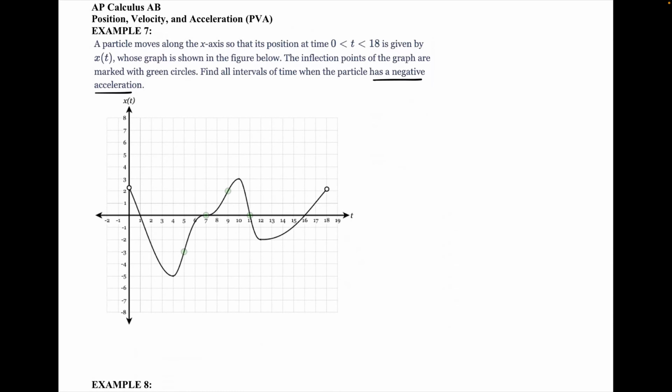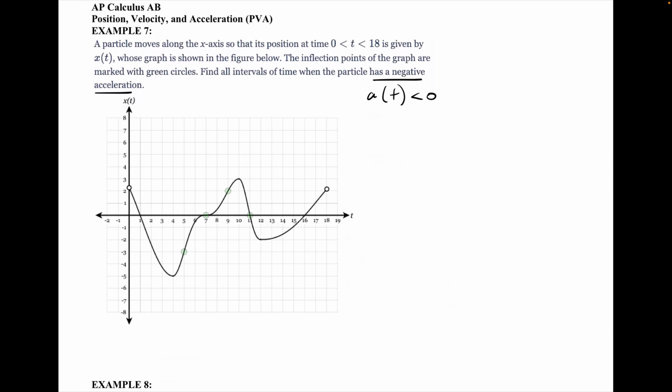So negative acceleration just means a of t is negative. That's all that means. Acceleration is negative. So I've got to tell when acceleration is negative by looking at the graph. Okay, so what do I know about the graph? What's the graph showing me, in other words? Position and time, right? Not velocity and time anymore. It's not like the last two. The last two were velocity and time, first derivative. Now we have the original. This is the original graph.